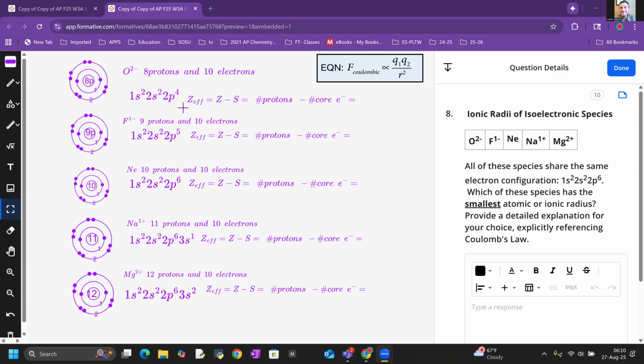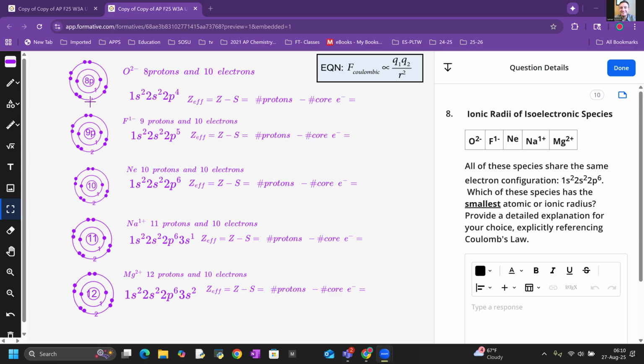And so we notice that we have O2 minus, F1 minus, neon, sodium 1 plus, magnesium 2 plus. And so I drew a Bohr model of all of these species as written here. And then I wrote their charge, O2 minus, so oxygen with the 2 minus charge. And we see that it has 8 protons, and then it also has, if we count these, 10 electrons.